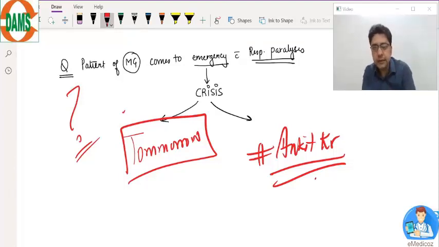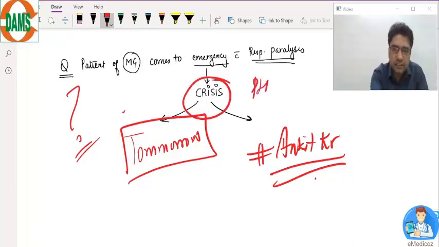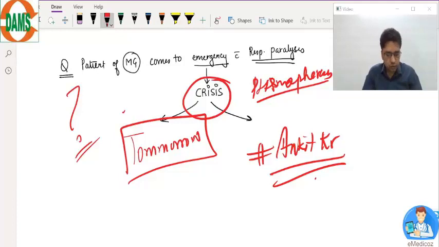Nicotinic action of neostigmine. Yes, neostigmine increases the level of acetylcholine. Neostigmine can also directly stimulate nicotinic receptors. I will be coming to plasmapheresis in this part only. In myasthenic crisis, we do plasmapheresis and IVIG, which I will tell you tomorrow. What is plasmapheresis? I was just about to tell you. In this crisis, we generally do plasmapheresis. We will discuss that tomorrow.